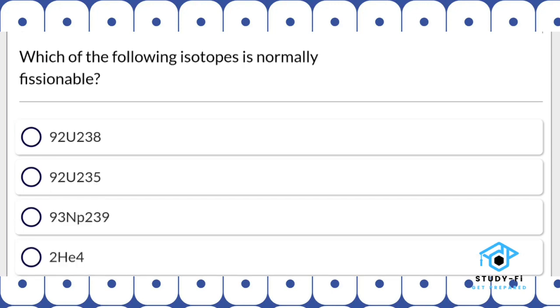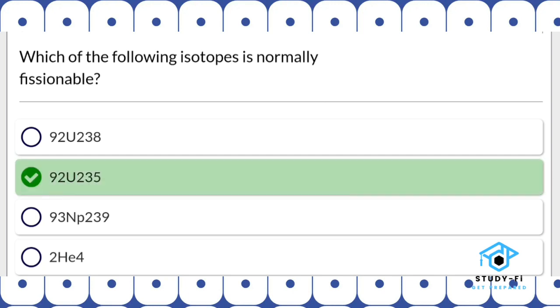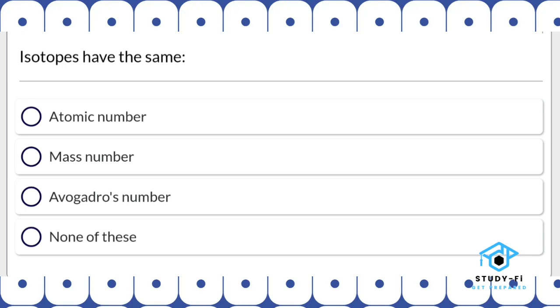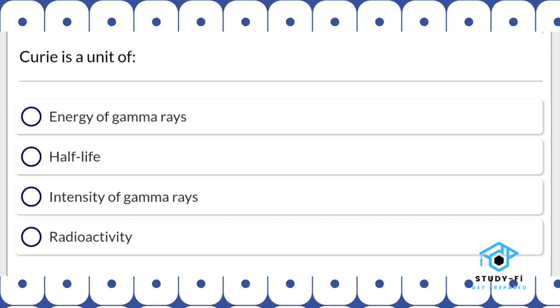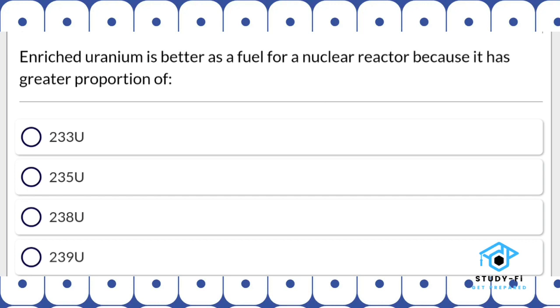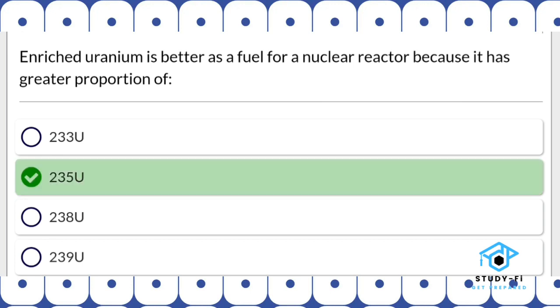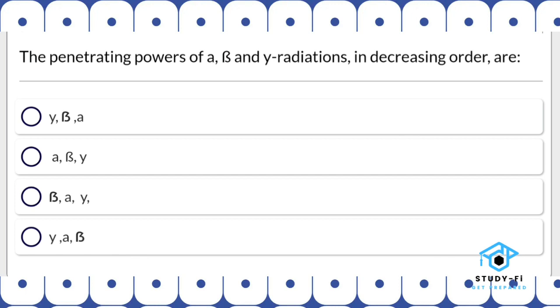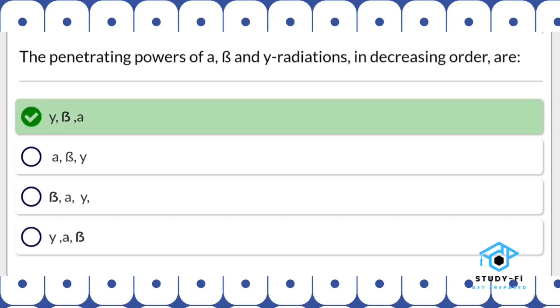uranium-235. Which of the following isotopes is normally fissionable? Uranium-235. Isotopes have the same atomic number. Curie is a unit of radioactivity. Enriched uranium is better as a fuel for a nuclear reactor because it has greater proportion of uranium-235. The penetrating powers of alpha, beta and gamma radiations in decreasing order are gamma, beta and alpha.